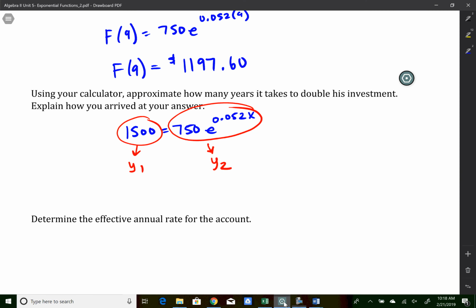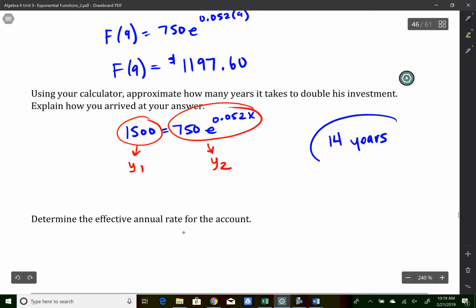So going back to my lesson, it says, how many years does it take to double his investment? Well, 13.3 rounds to 13, but at 13 years, he wouldn't have ever doubled his investment. So we're going to say it takes 14 years for his investment to double, right? Because it was 13.3 on our calculator.